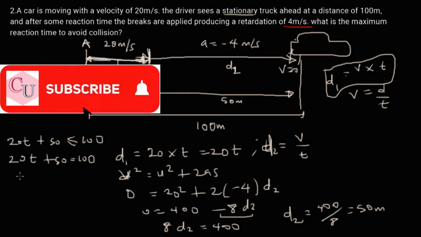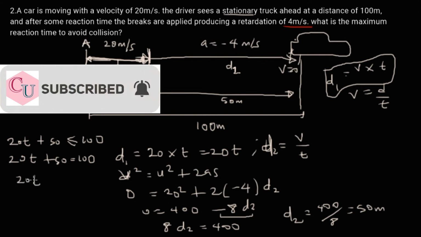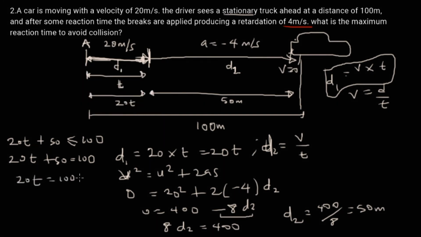So we can say that 20t is equal to 100 minus 50, so that 20t is equal to 50. As a result, t is equal to 50 upon 20, so that's 5 upon 2, and 5 upon 2 is the same thing as 2.5 seconds. So the reaction time is 2.5 seconds.